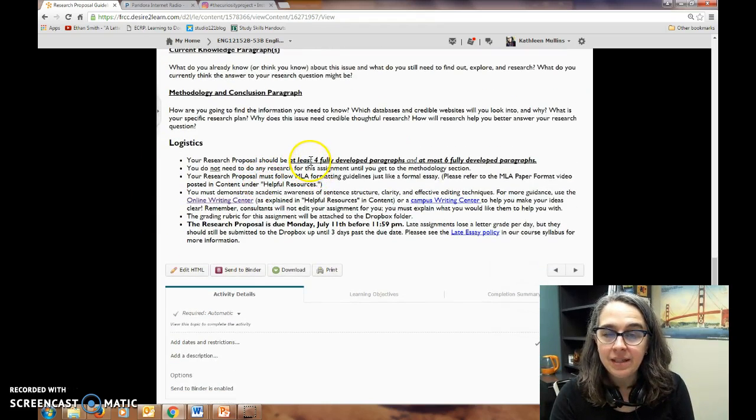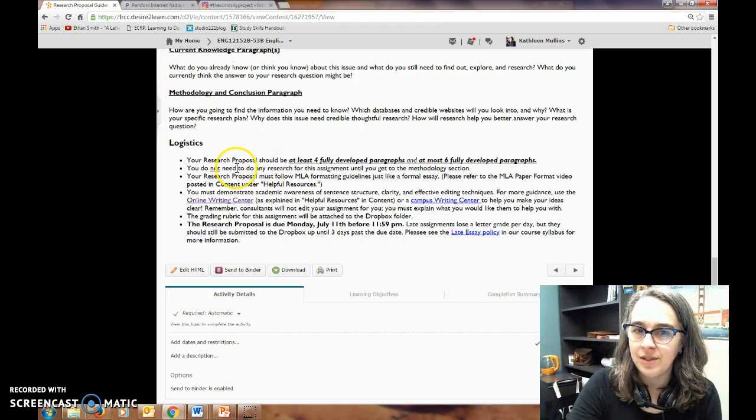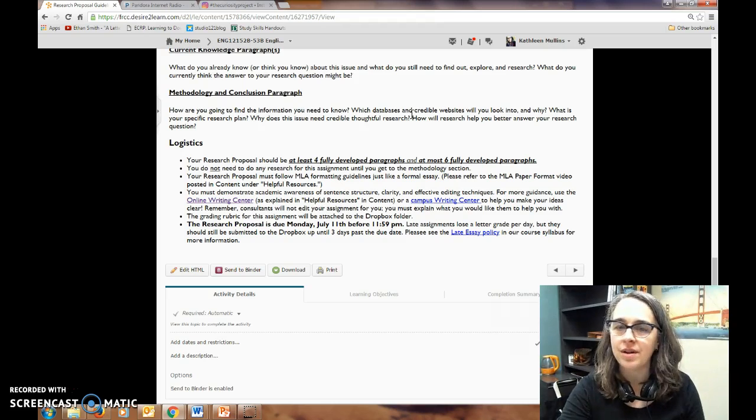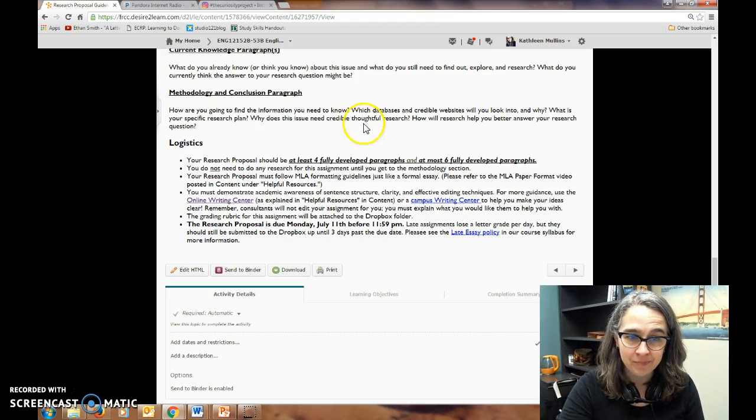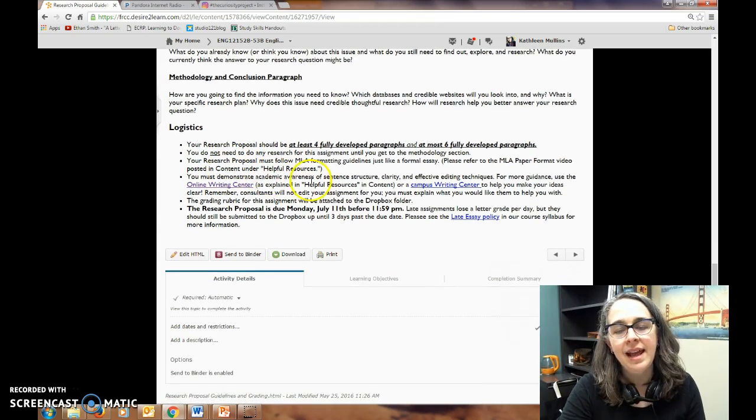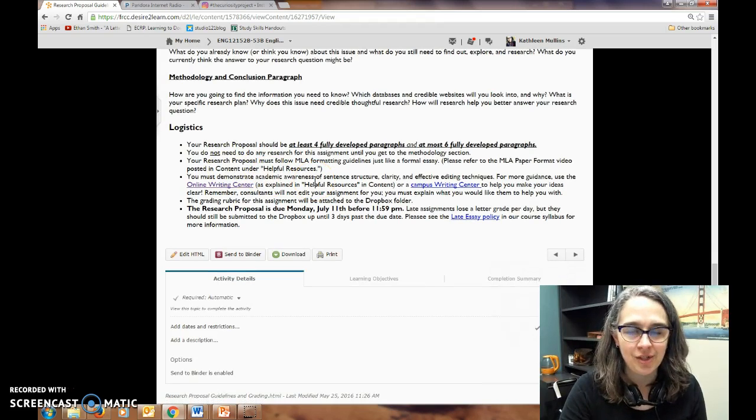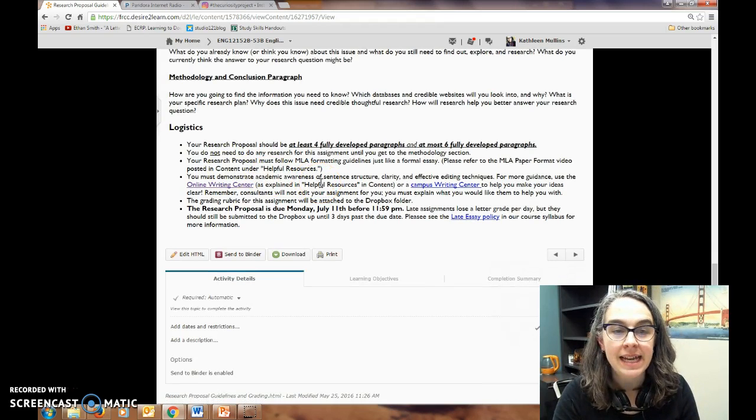So it needs to be at least 4 fully developed paragraphs and no more than 6. You don't need to do any research for this assignment until you get to the methodology section. And even then, you're not actually going to be digging into research. You're just going to be exploring the possibilities out there. You need to demonstrate academic awareness, as always, of issues like sentence structure, clarity, and editing. You've got lots of resources to help you with that.